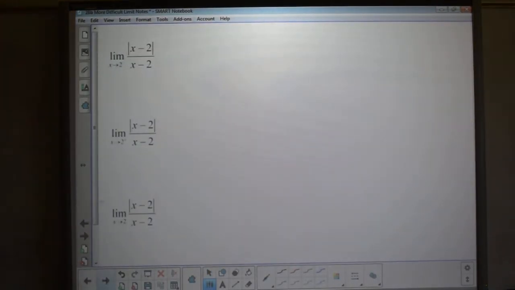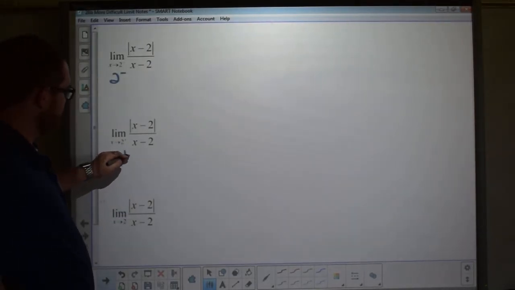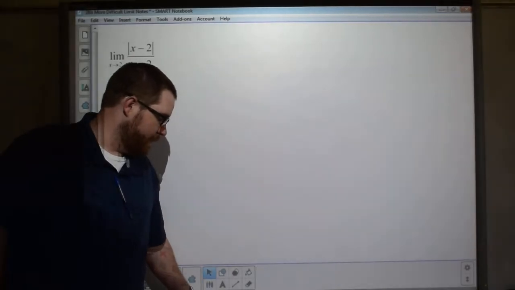Absolute value problems are a little bit tricky. I know it's kind of hard to see, but this says 2 minus, this says 2 plus, and this says 2. So 2 from the left side, 2 from the right side, and then just overall the limit of 2.